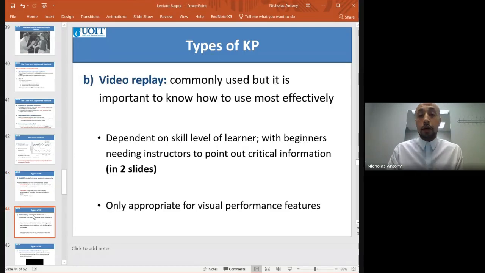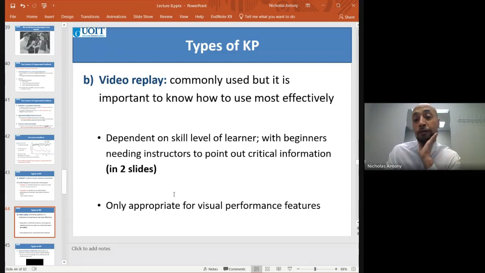Okay. Another way, and this is probably the most common way now for professional athletes, is video replay, right? Check the tape, check the tape, check the tape. Video replay is an excellent way for providing feedback to the participants, whether it be beginners or athletes or whatever in this case. It's a great way to provide information of the knowledge of performance.